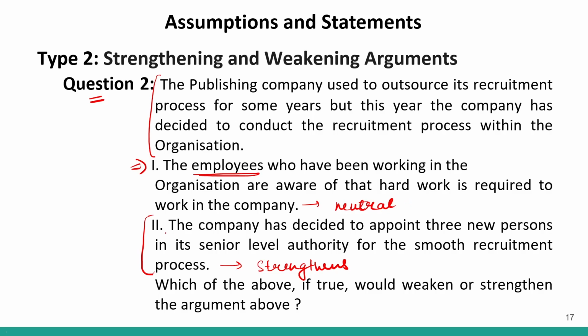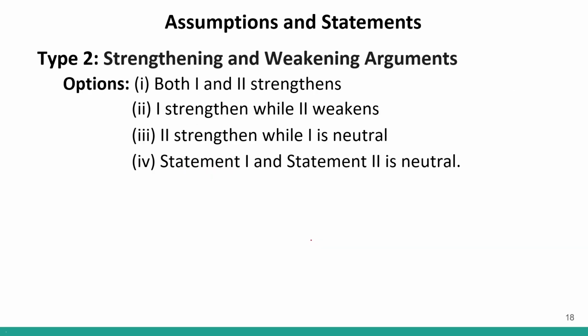Did you understand? So in this particular statement number 2, we were talking about direct appointment. People who are directly appointed for the recruitment process. But in statement 1, we were not talking about the employees that are directly involved in the recruitment process. So this is a neutral statement, whereas the second one is the strengthening statement, right? So let us look at the options. Option number 3 will be the correct answer, because it says that 2 strengthen while 1 is neutral, right? This will be the correct answer.